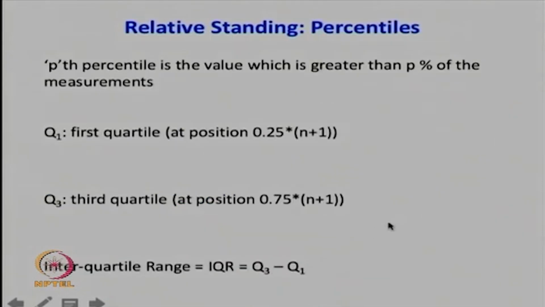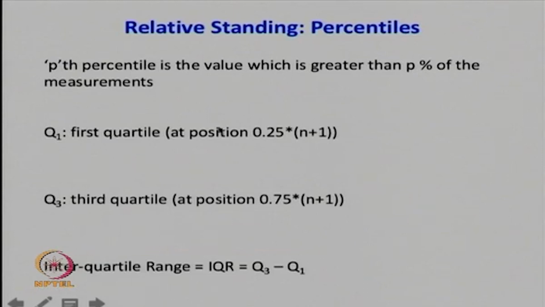Another way of characterizing our relative standing is using the concept of percentile. The pth percentile is the value which is greater than p% of the measurements. So a person who is in the 99th percentile has performed better than 99% of the population in a class. You can use these particular positions to determine how you will calculate the first quartile or third quartile.